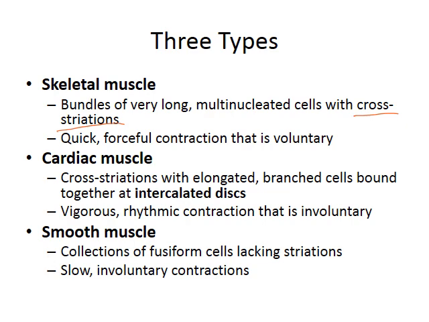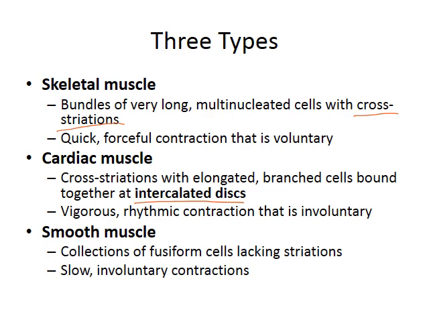Now, cardiac muscle is a little bit different. It still has the cross striations that you find in skeletal muscle. However, these guys are going to be branched cells, and they're going to be bound together by intercalated discs, which we'll be able to see in the images. And these guys are involuntary contractions, and they're going to be vigorous and rhythmic. So you're going to be able to have almost a rhythm to them. Think of your heartbeat.